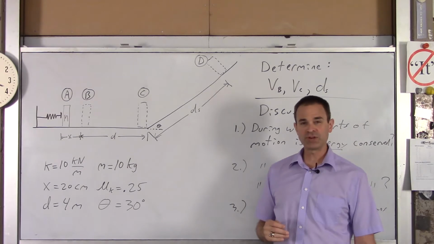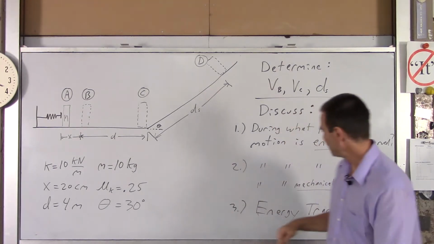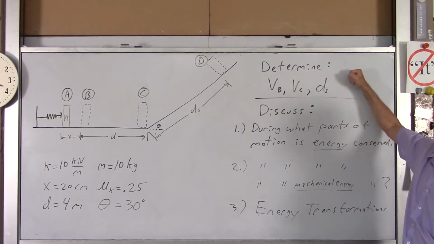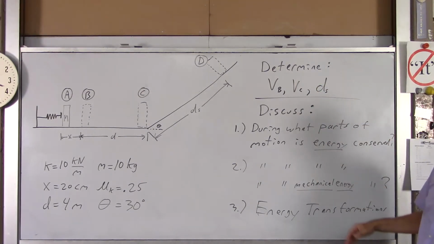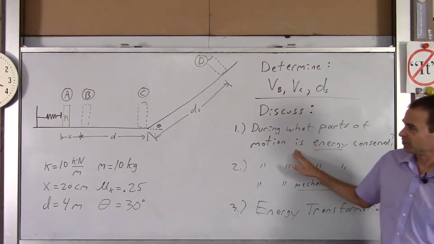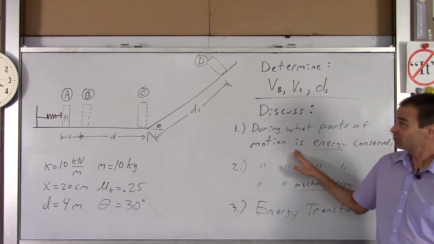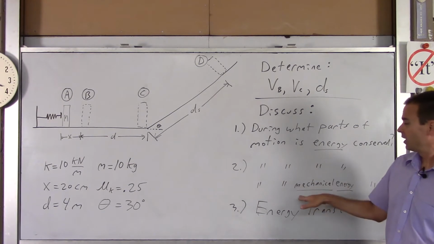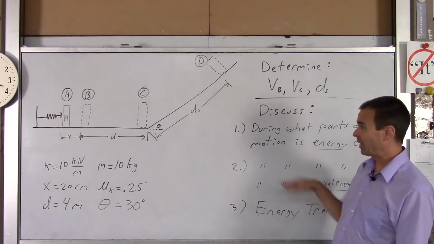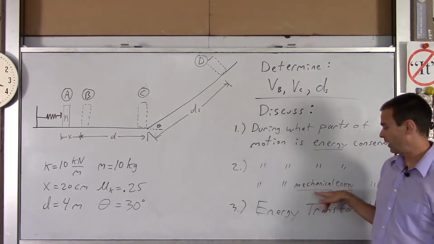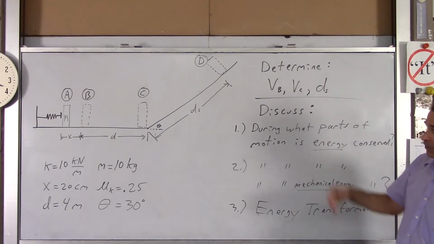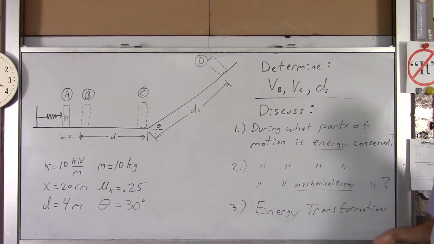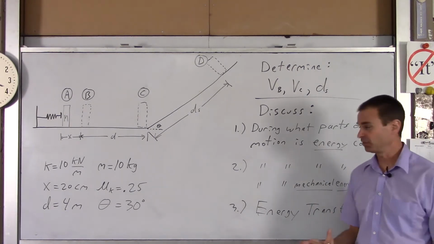So what I would suggest you do, one more thing. While finding those numbers, we're going to talk about the following things. During what parts of the process, A to B, B to C, C to D, is energy conserved? The second question is the same question, but we're going to change it to mechanical energy. During what parts of the process is mechanical energy conserved? And finally, we're going to discuss the energy transformations, okay?